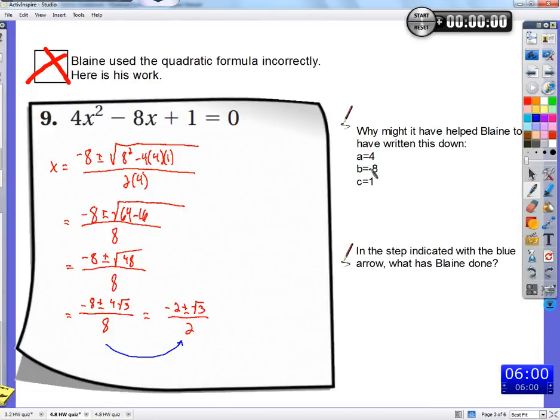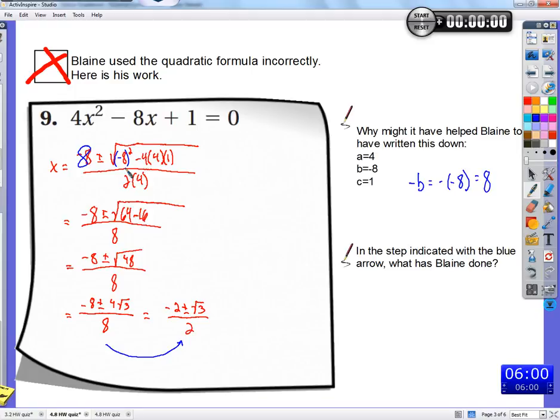Right, so b is negative 8. So negative b would be negative, negative 8, or positive 8. So this should be a positive 8. And technically, this should be a negative 8 squared. Doesn't really matter. You can't mess that up, right? Squaring 8 or negative 8, it's always going to be positive 64. But if we're being technical here, it's not correct.